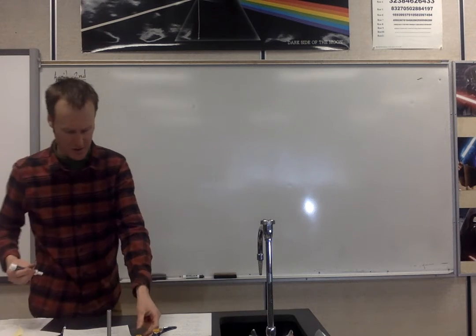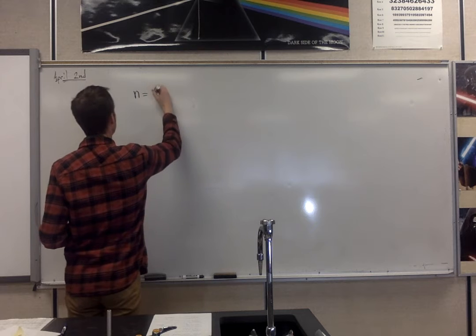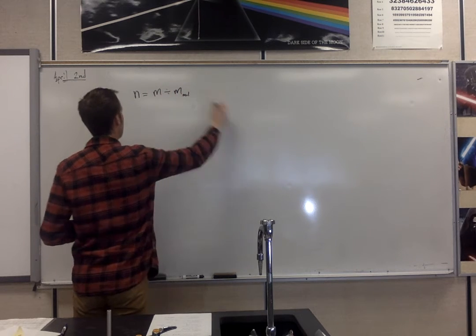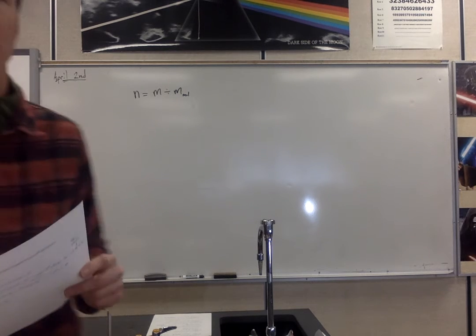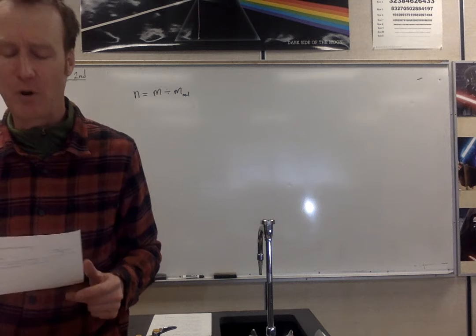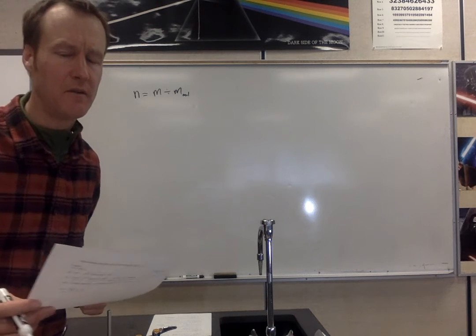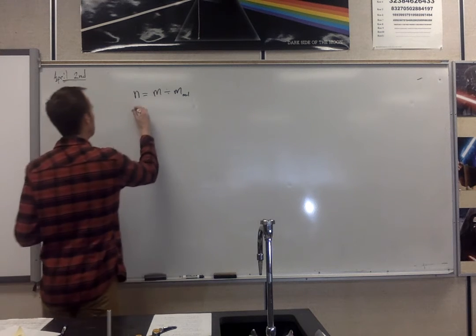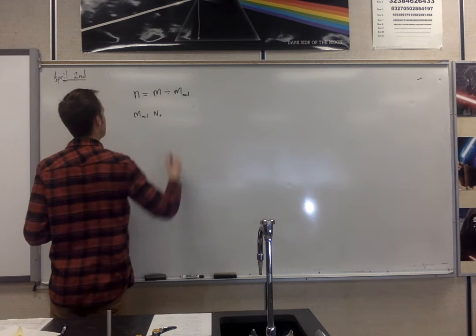We're going to need 2 equations. We're going to need one for the chemical amount. N equals M divided by M mole. That's if you know the mass and you know the molar mass, you can calculate the chemical amount. But we're not given the molar mass. We have to calculate that too. Molar mass of nitrogen gas.